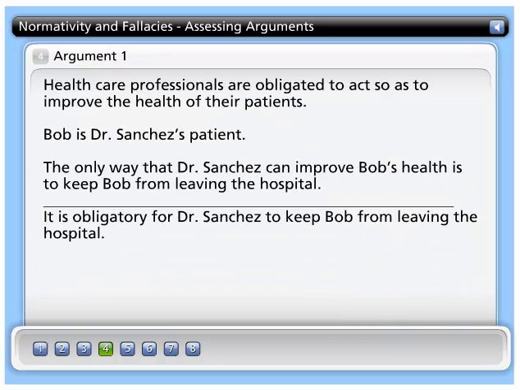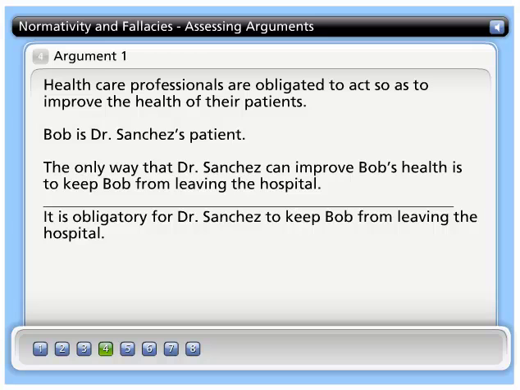Healthcare professionals are obligated to act so as to improve the health of their patients. Well, this is a normative premise. Bob is Dr. Sanchez's patient. Well, I haven't introduced Dr. Sanchez before, but let's suppose that's true. It's also non-normative. The only way that Dr. Sanchez can improve Bob's health is to keep Bob from leaving the hospital. This is also a non-normative claim. It is a biomedical claim. It might be false, but that does not make it normative.